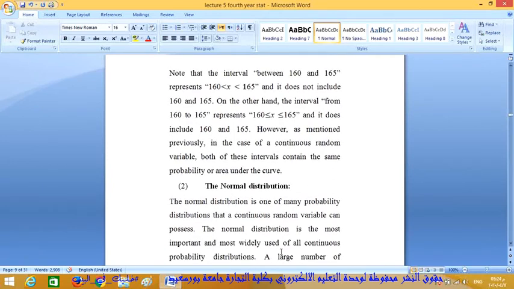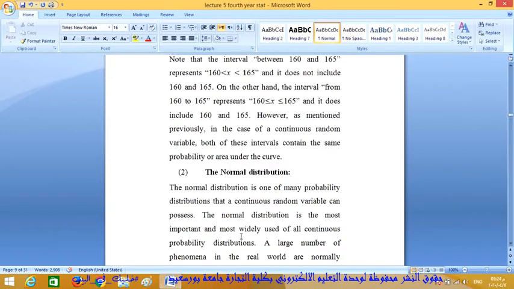The first type of continuous probability distribution is called the normal distribution. This normal distribution is sometimes called the bell-shaped distribution or symmetric distribution. Okay, so the normal distribution is a symmetric distribution and has some characteristics, as we will see later. Right? The normal distribution is one of many probability distributions that a continuous random variable can possess. It is the most important and the most widely used of all continuous probability distributions.